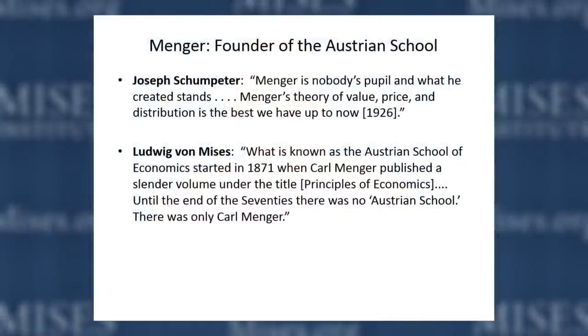So, for example, Joseph Schumpeter, who was an Austrian by birth but really was not a member of the Austrian school, wrote, "Menger is nobody's pupil, and what he creates stands. Menger's theory of value, price, and distribution is the best we have up to now." And that was an obituary written in 1926 for Menger. But that's still true today.